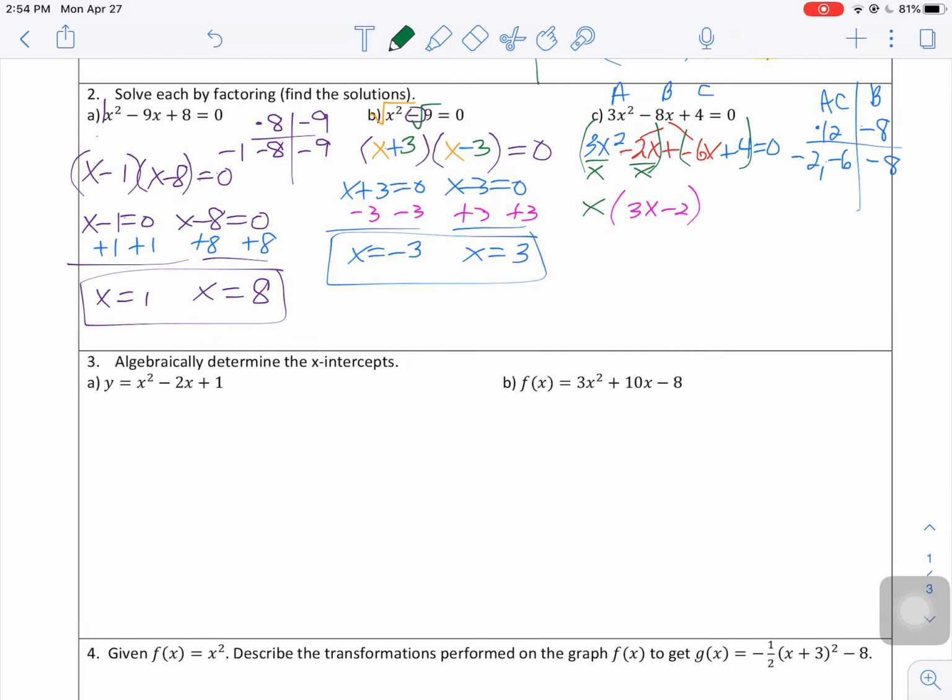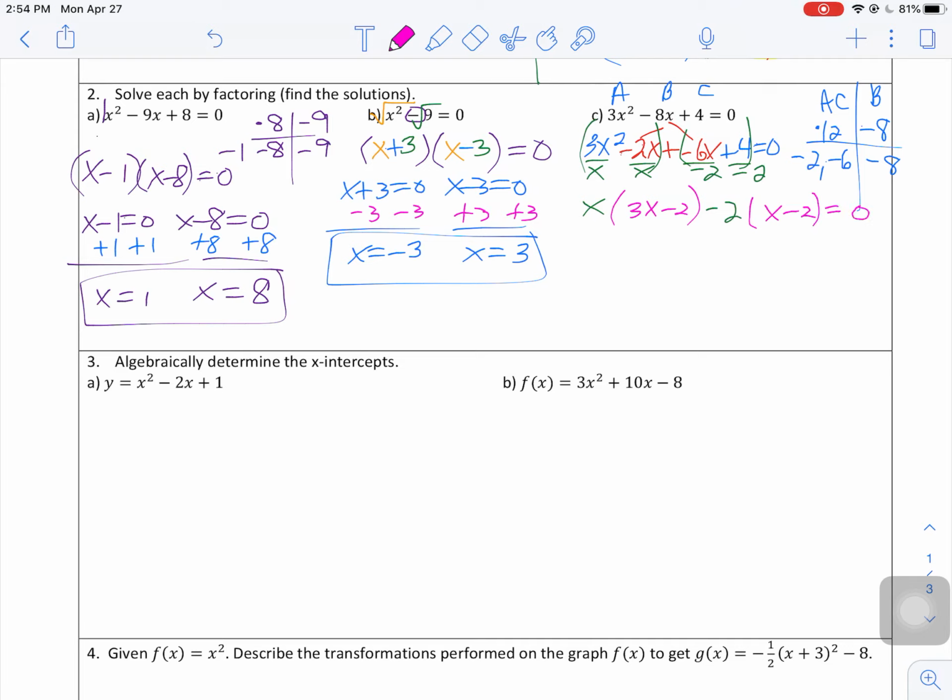Looking at my second set of parentheses, both of those are divisible by a 2, and I want to make it a -2 because that 6 is negative, the -6x. So I want to take out a -2. That way all the signs are going to match instead of all being opposites.